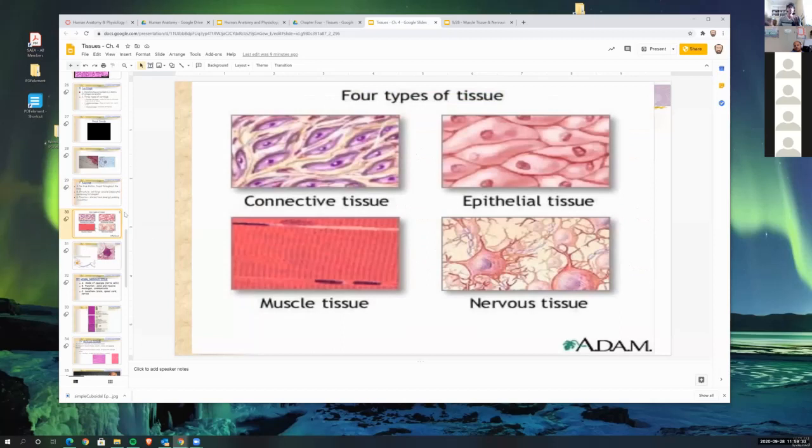Okay, so we've talked about epithelial tissue. We've talked about connective tissue. Now we have to talk about nervous tissue and then muscle tissue.